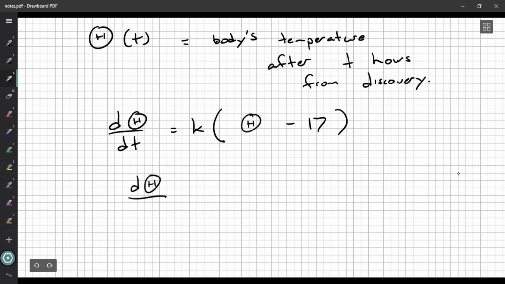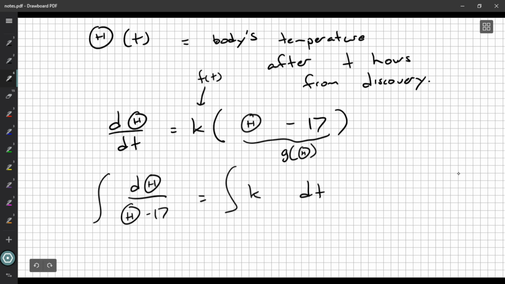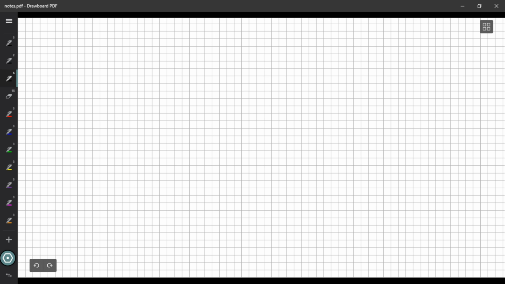Okay, so we'll bring the dt over to the other side. I've got k, a constant, but I can treat that as though it's a constant function of time. And then over here we've got our function in our variable theta. So we'll bring over the theta minus 17 here. We'll keep the k over here, and we've rearranged. Now it's time for us to integrate. That's the next step in solving a separable differential equation.